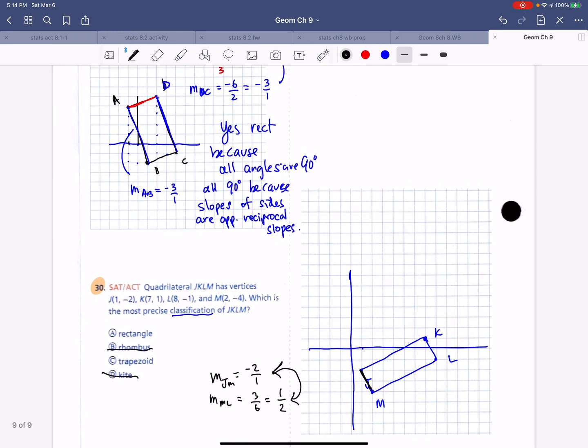Now let's verify the other slopes. So the slope of JK looks like I went up 3/6 again. So yep, those are also opposite reciprocals. Last one, the slope of KL, looks like I went down 2/1. So fall 2/1. And what do you know? Again, these are opposite reciprocals. So our answer is a rectangle.